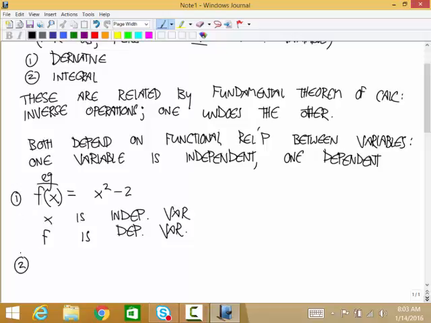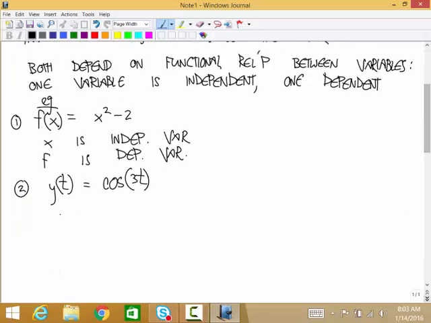And obviously it doesn't have to be f and x. Let's say, in physics we'll have this a lot, where we have a function where the independent variable is t, and the dependent variable is some kind of position quantity. So y is the dependent variable.